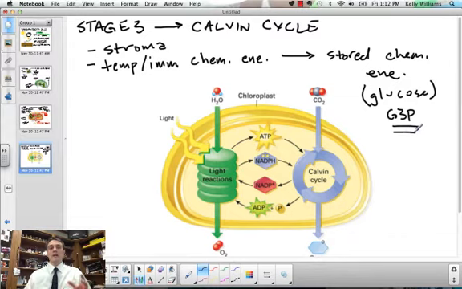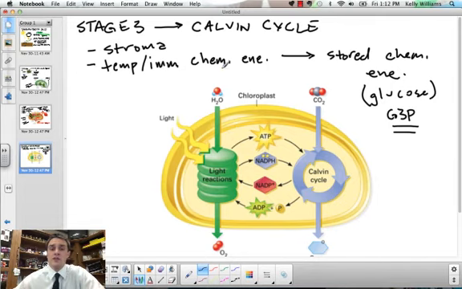And that G3P can become several different organic compounds. Okay? So, this diagram here outlines a little bit of stage 1 and stage 2 at the same time, but I have it up here because I want to show you how this is indeed a cycle, how photosynthesis is constantly ongoing, and there's a lot of stuff that's reused and recycled all the time.